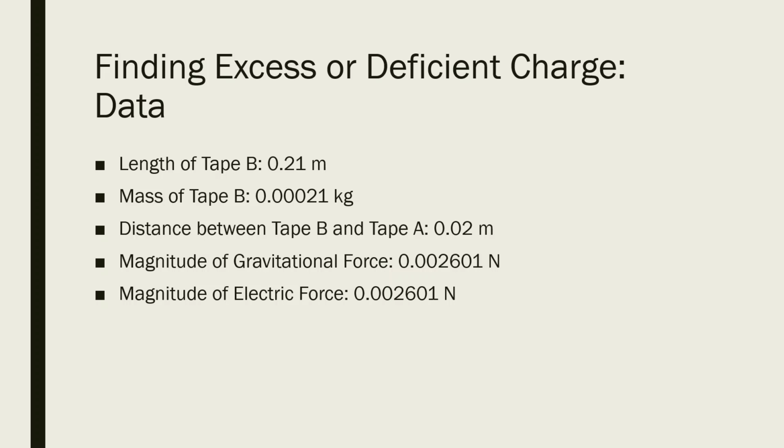This was the data I collected over the course of my experiment. The length of tape B was 0.21 meters. The mass of tape B was 0.00021 kilograms. The distance between tape B and tape A when tape B began to float was 0.02 meters. The magnitude of gravitational force was 0.002 newtons. Since the magnitude of electric force is equal to the gravitational force, its value was also the same.